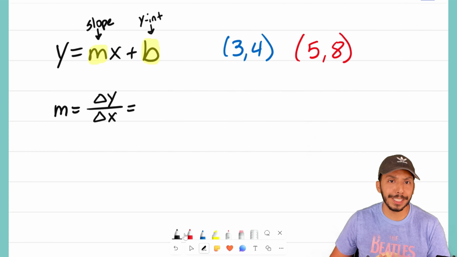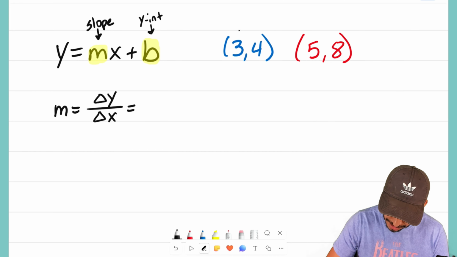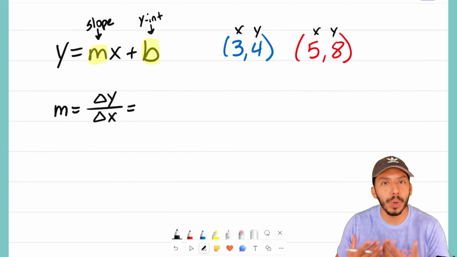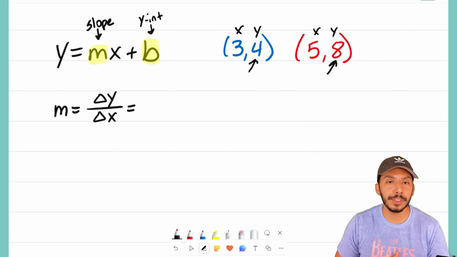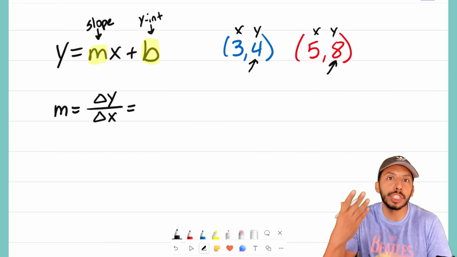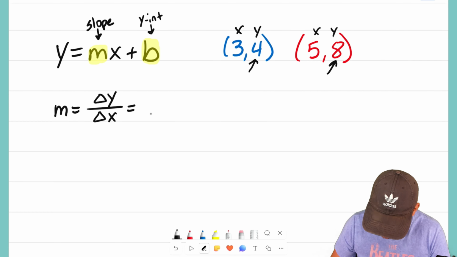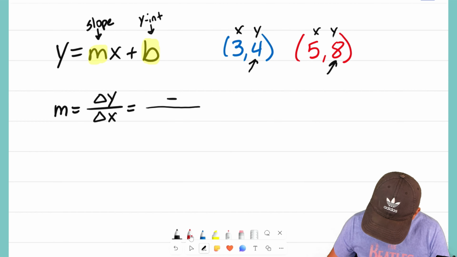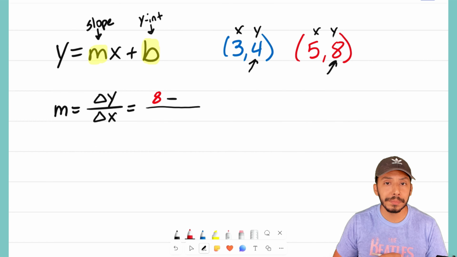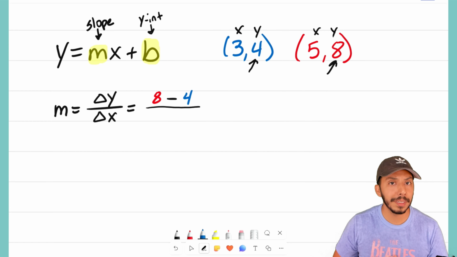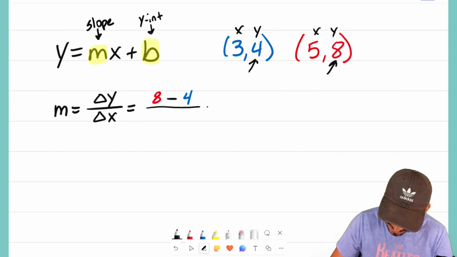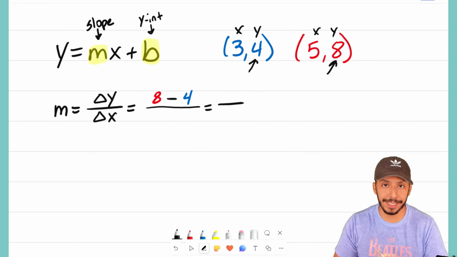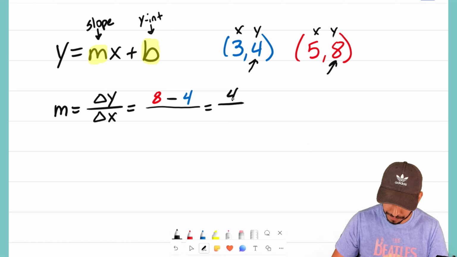And the reason why I know I can do that is because I'm given 2 points where I have an x and a y and an x and a y. So I know 2 y values. One of the y's is 8, one of the y's is 4. So when they're asking me to find the change in y, I can do that using those 2 points. All I have to do is take 8 and subtract 4. If I do that, I'm going to be able to see what the change in y is. And 8 minus 4 ends up being 4.